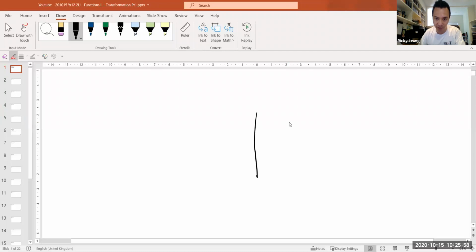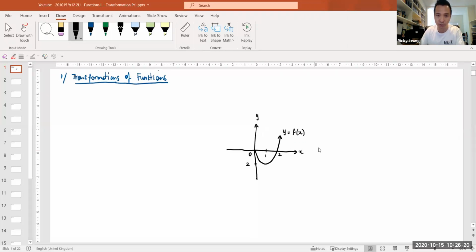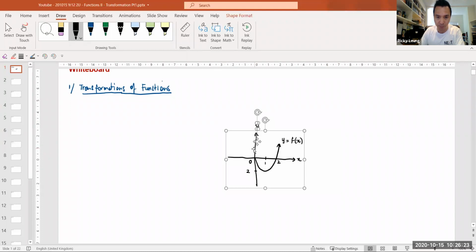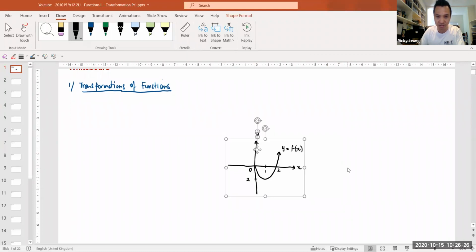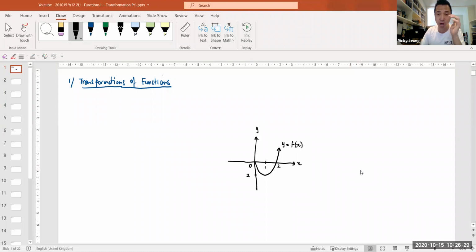I'm going to have a function, and this function is going to look like that. Let's say, for ease of understanding, call this function y equals f(x). So if we have some sort of generic function that looks like that, I'm going to manipulate this function in 6 ways, which represents the 3 common types of transformations that we apply in this topic.